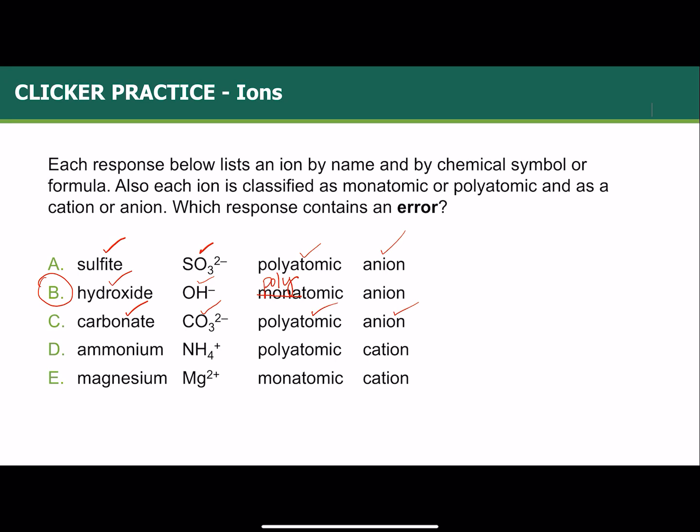Ammonium comes from ammonia, and so NH4+ looks like a reasonable formula for ammonium. Involves both nitrogens and hydrogens, so it must be polyatomic. It has a +1 charge, so it must be a cation. That's your polyatomic cation that you need to know. Here we have a monatomic cation, or a metal ion. We've got magnesium, magnesium 2+. It is in the second column, so that looks okay. It is monatomic, and it is positively charged. So we got check marks everywhere but B, and B must be my right answer because I'm looking for the one with the error.